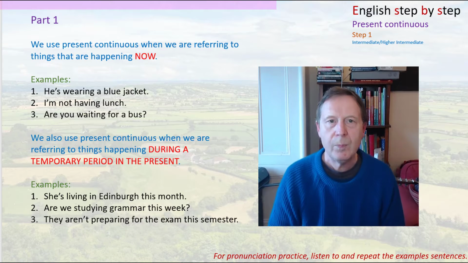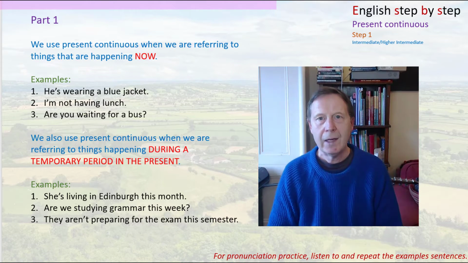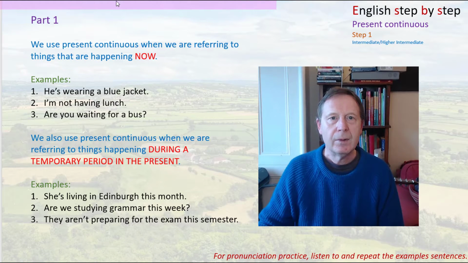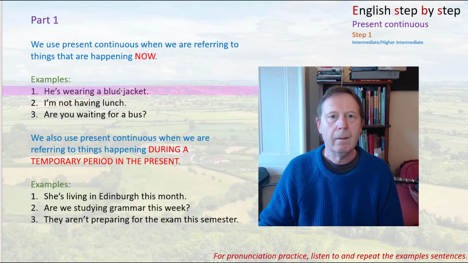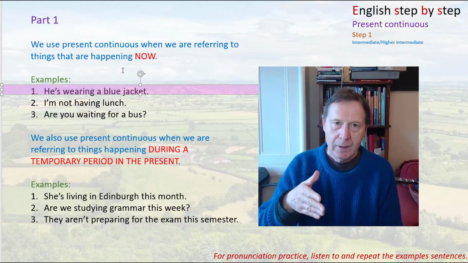So when do we use present continuous? We use present continuous when we are referring to things that are happening now. Here's some examples. He's wearing a blue jacket. Now, in this case, we're talking about now.